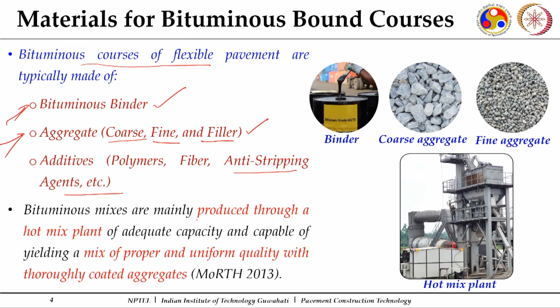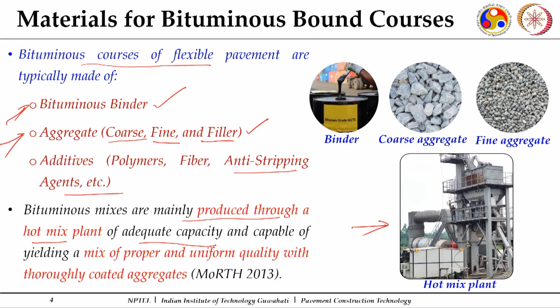Now, how do we produce it? These bituminous mixes are produced at a hot mix plant. Most of the bituminous mixes are produced at a hot mix plant. Certain small works may involve some on-site preparation of some specific category of bituminous mixes. Otherwise, a hot mix plant is always preferred, and we call it a hot mix plant because the production is at elevated temperatures. So, bituminous mixes are mainly produced through a hot mix plant of adequate capacity.